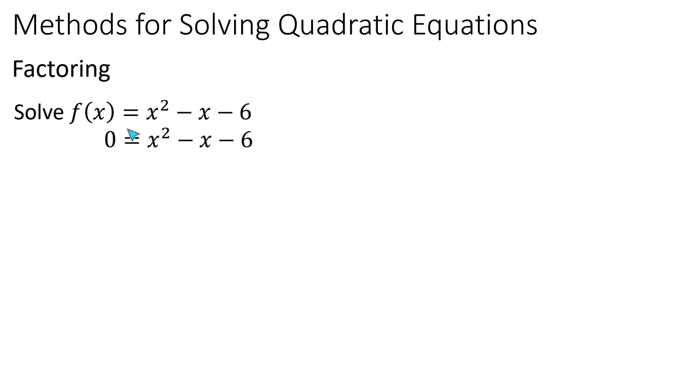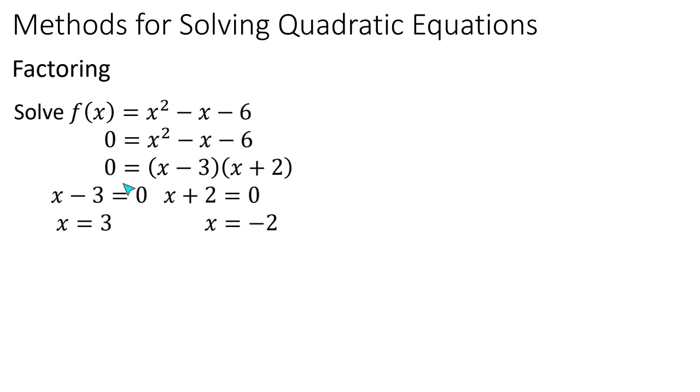So for factoring, again, the first step is to let y equal 0. Here we have x squared minus x minus 6. You want to think of two numbers that you can multiply to get negative 6, but when you add them will give you a negative 1. Negative 3 times 2 will give you a negative 6, and if you add negative 3 and 2, you're going to get this negative 1.